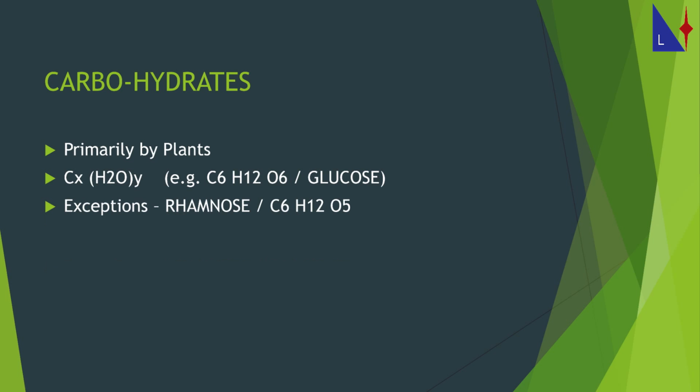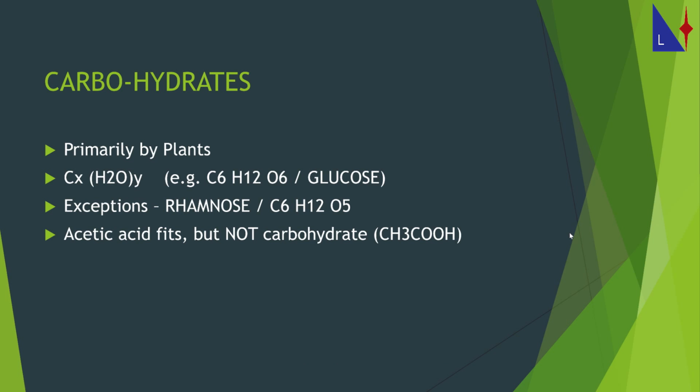For example, in case of rhamnose, which is an important carbohydrate, the number of hydrogen atoms will be more than expected. Or we can say the number of oxygen atoms is less than expected. There should be 6 oxygen atoms according to the formula, but it is not so. So we can say that it is not a fixed rule. And in case of acetic acid, the formula of acetic acid fits into the general formula of carbohydrate, but it is not a carbohydrate. It has 2 carbon atoms, 2 oxygen atoms, and 4 hydrogen atoms.